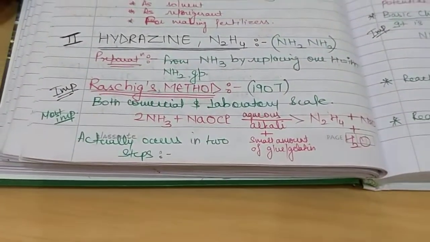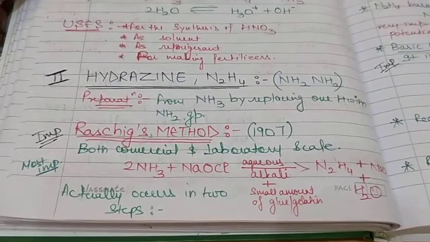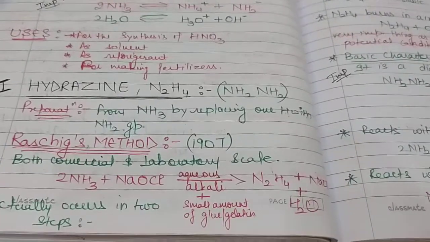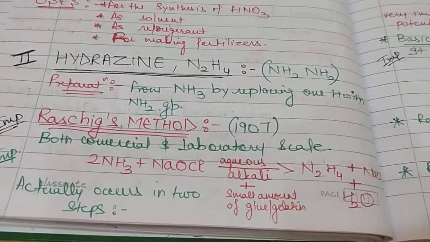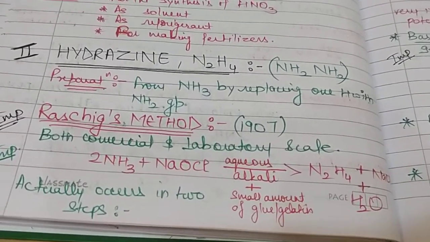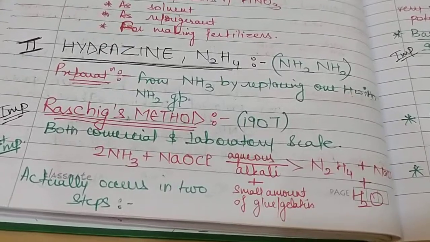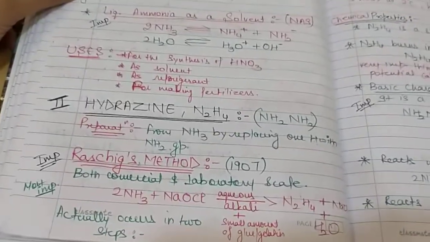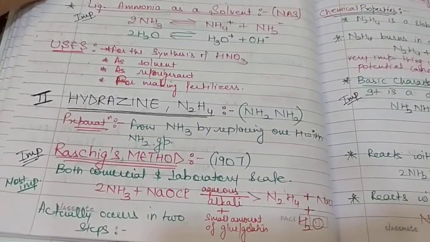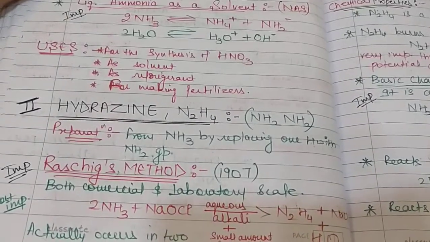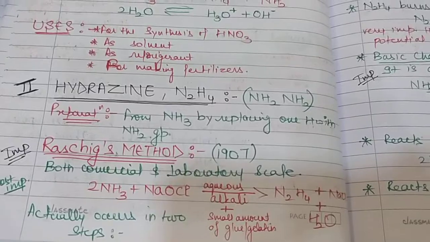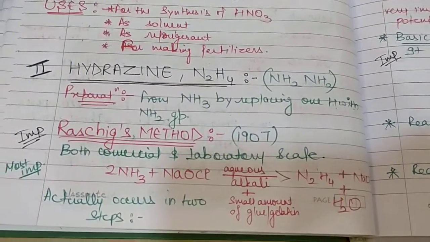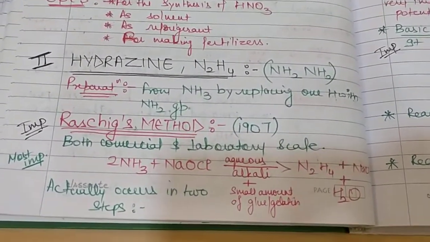So we were doing P block elements unit 2, in which in the last two videos we discussed the general properties of group 15 elements. Then we started with the hydrides of group 15 elements. Out of the hydrides we have already discussed trihydrides, and now we are discussing some important hydrides of group 15 elements, out of which we have already discussed ammonia.